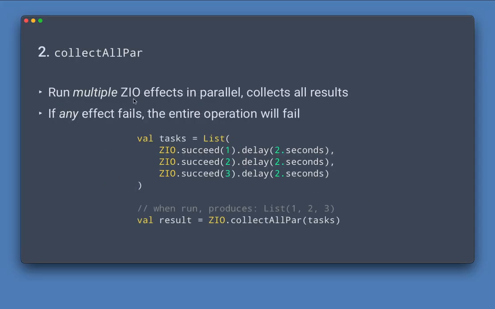Next, collect_all_par runs multiple Zio effects in parallel and collects all of their results. With collect_all_par, if any effect fails, the entire operation will fail. Here you'll see that I create a list of Zio effects. All 3 effects succeed. They have values 1, 2, and 3. Each has a delay time of 2 seconds. This list variable is named tasks. Now I can come down here and run this list of Zio effects in parallel. That's what collect_all_par does for us. It runs those in parallel, and then after a total of about 2 seconds, it will return this list of 1, 2, 3.